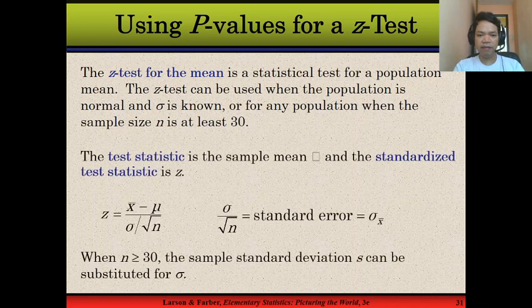Okay, ito yung test statistic na gagamitin natin. Okay, so yun yung formula natin. Sample mean minus population mean over standard deviation divided by square root of n. So ang tawag dito sa denominator natin ay standard error.